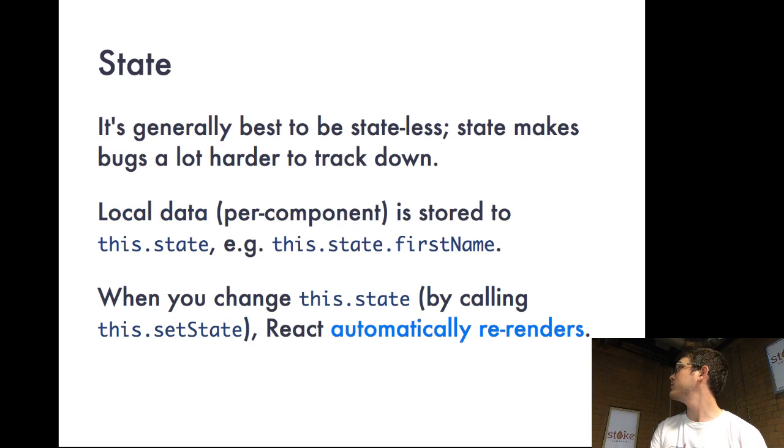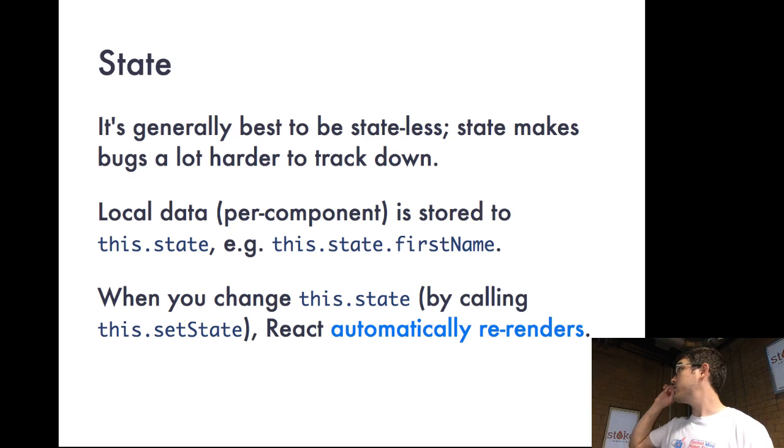Yeah, so you can think of state as just data that exists on that component. It's stored inside of an object called state. You reference it from the functions inside of that component using this.state. And since it's just an object, you access those values via their keys.